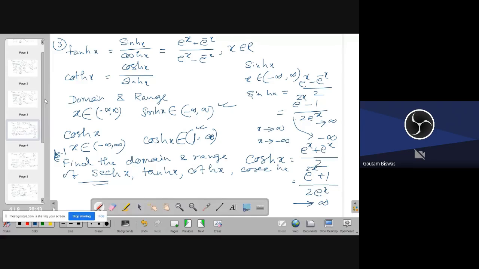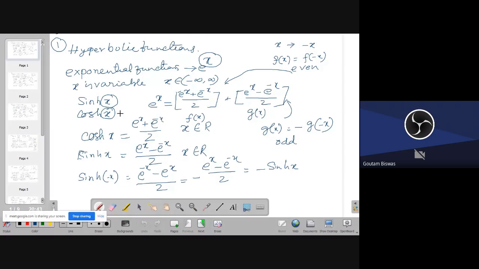In page 1, this page 1, I have just defined. So you just remember this one, even and odd function, and then expressions, sin hx and cos hx. Then everything you can easily deduce. Tan hx means sin hx divided by cos hx. So use these expressions and find it. Then cot, then cosec, then sec, everything you know.